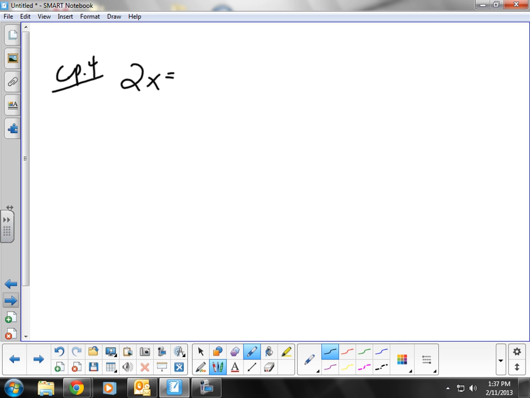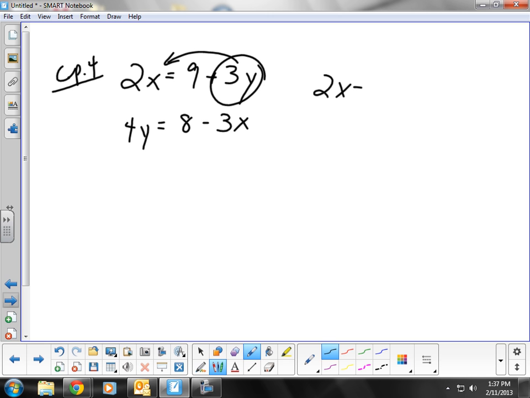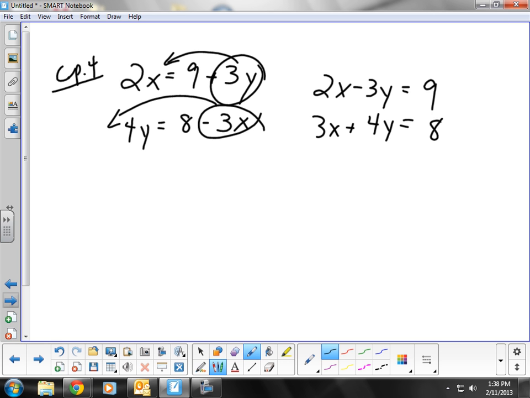Somebody look at my next example and tell me what's important about my addition method. Oh, I need stuff lined up, don't I? And it'd be real nice if the X and Y were over there on one side. Yes? So I'm going to turn this one into 2X minus 3Y is equal to 9. Right? Then I'm going to pull that to the other side and I get 3X plus 4Y is equal to 8.